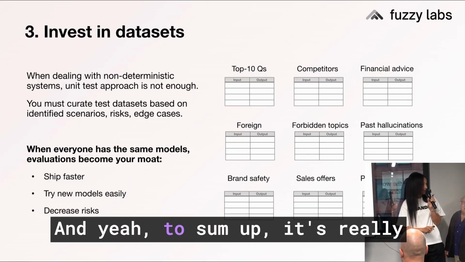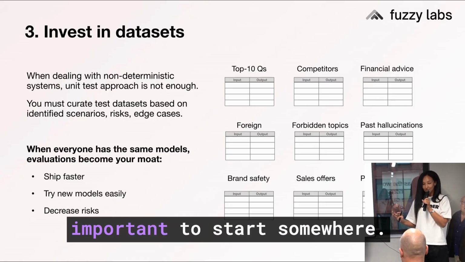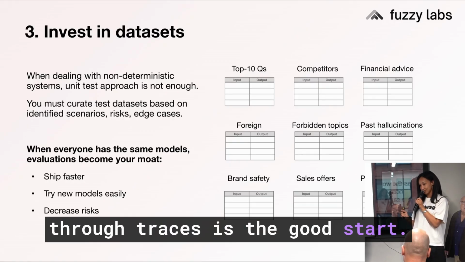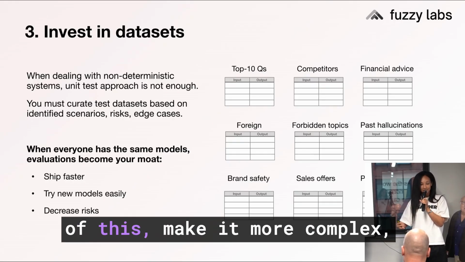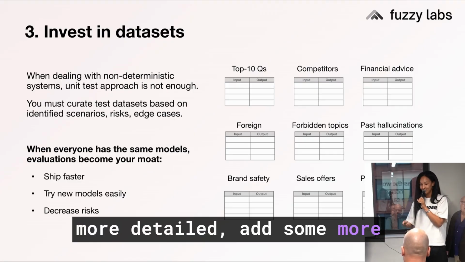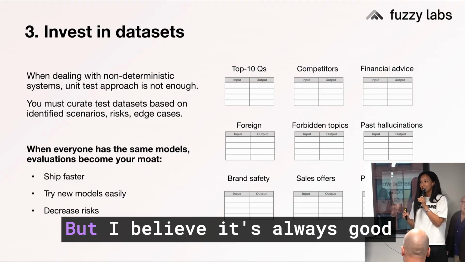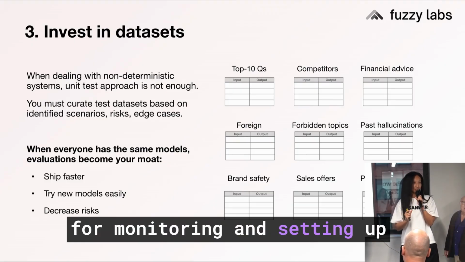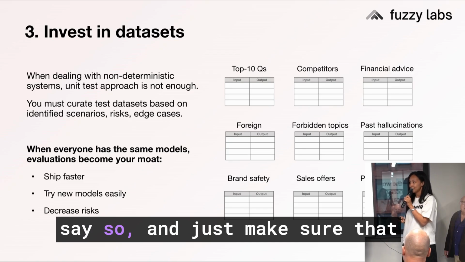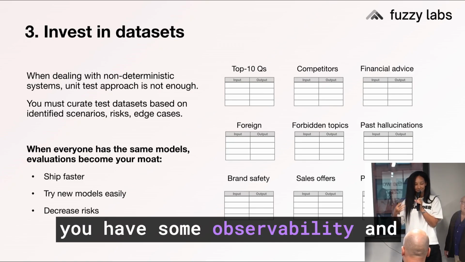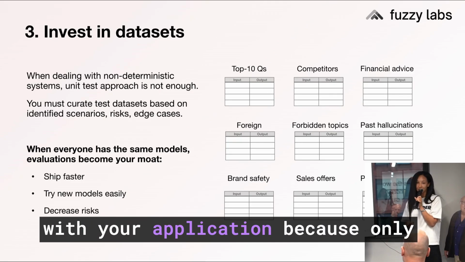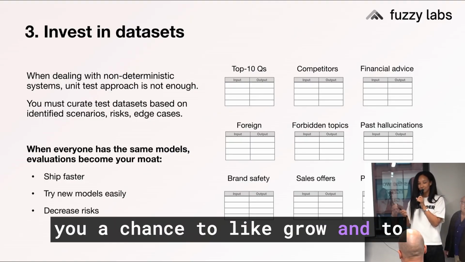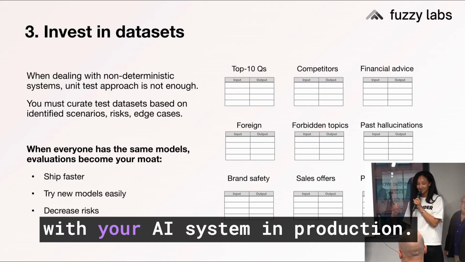And yeah, to sum up, it's really important to start somewhere. I mean, even just reading through traces is a good start. Then we can iterate on top of this, make it more complex, more detailed, add more tests on different levels. But I believe it's always good practice to include this time for monitoring and setup in the project budget, if I can say so, and just make sure that you have some observability and understanding of what's going on with your application, because only measuring, only evaluation gives you a chance to grow and to improve things which are happening with your AI system in production.